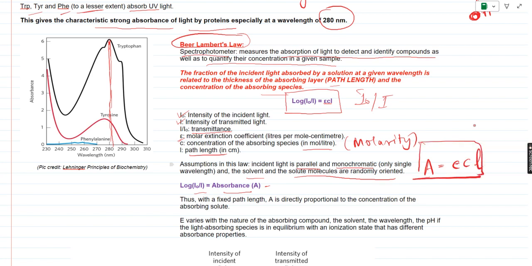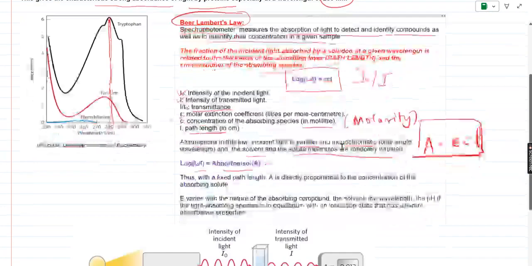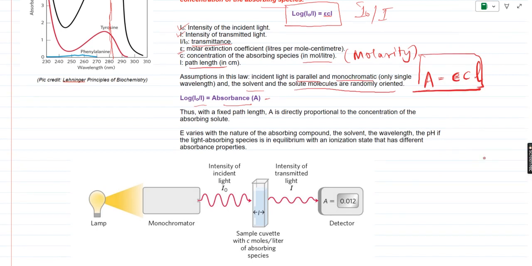Okay, so this law is very, very important because many questions in the past several years have been tested on it. Thus, with a fixed path length, of course epsilon is going to be constant, and you will get A is proportional to C, that is absorbance is proportional to the concentration of the species. So epsilon varies with the nature of the absorbing compound, the solvent, the wavelength, and the pH, if the light absorbing species is in equilibrium with an ionization state that has different absorbance properties.